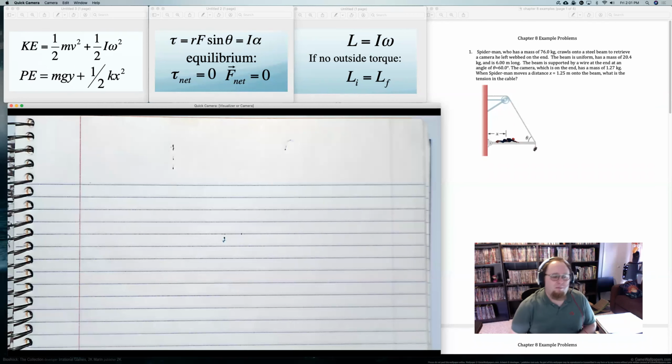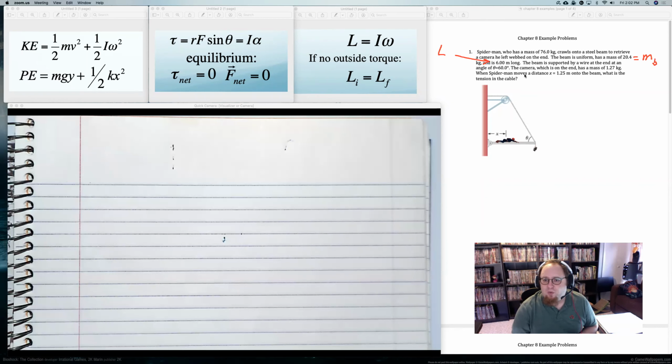This first problem says, Spider-Man, who has a mass of 76 kilograms, crawls onto a steel beam to retrieve a camera he left webbed to one end. The beam is uniform with a mass of 20.4 kilograms and is 6 meters long. So let's just start writing down what we have. 20.4 kilograms is the mass of the beam. 6 meters is the length of the beam.